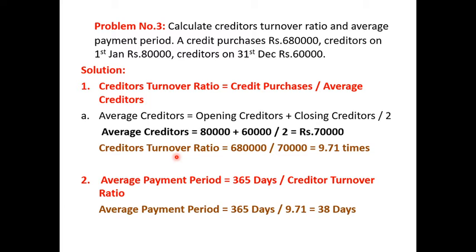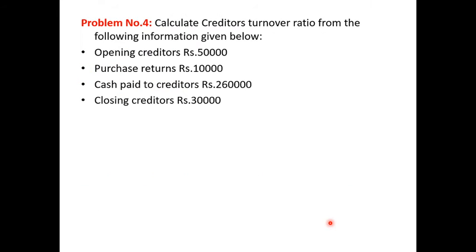Next, average payment period. The formula is 365 days divided by creditor turnover ratio. So average payment period is equal to 365 days divided by the creditor turnover ratio, 9.71. Now the average payment period will come to 38 days.